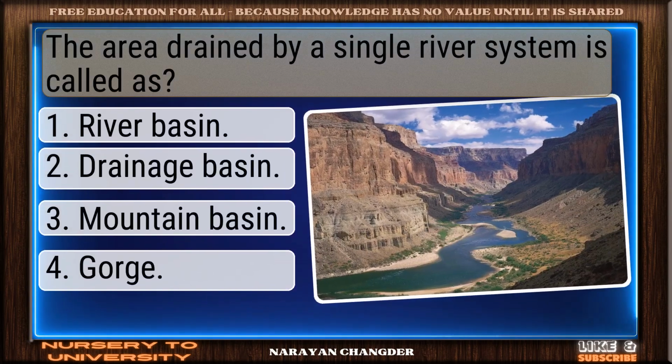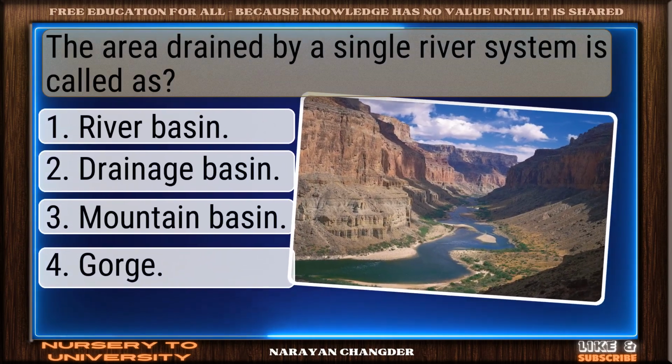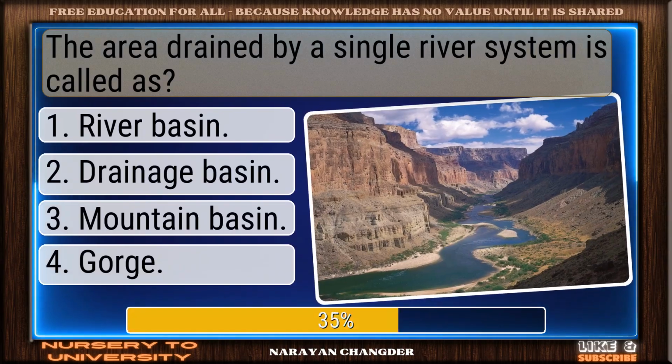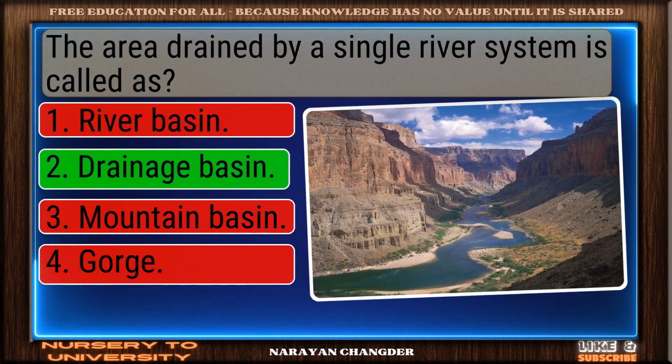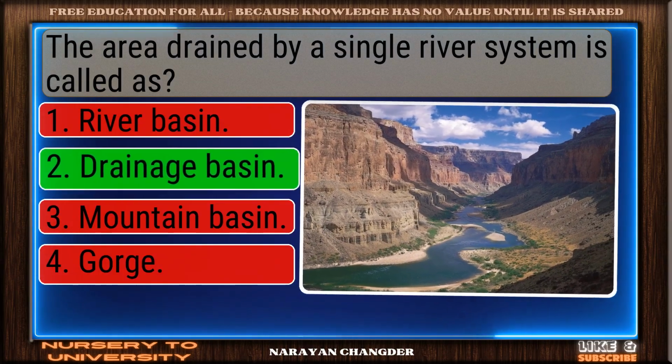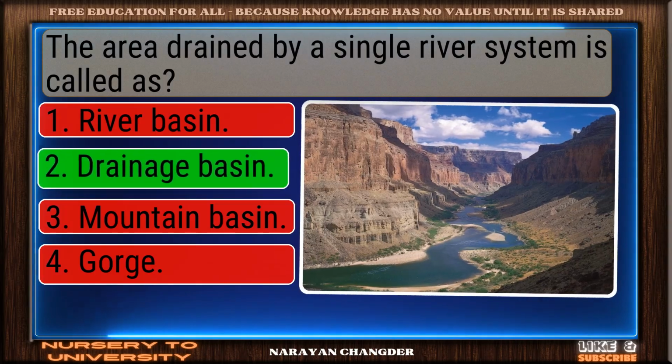Question number 11. The area drained by a single river system is called as? You chose drainage basin, and it is correct.